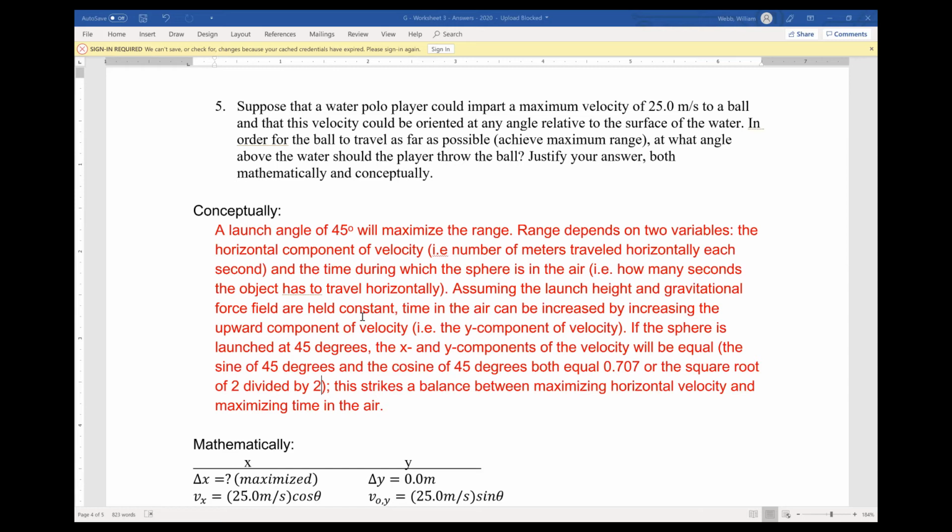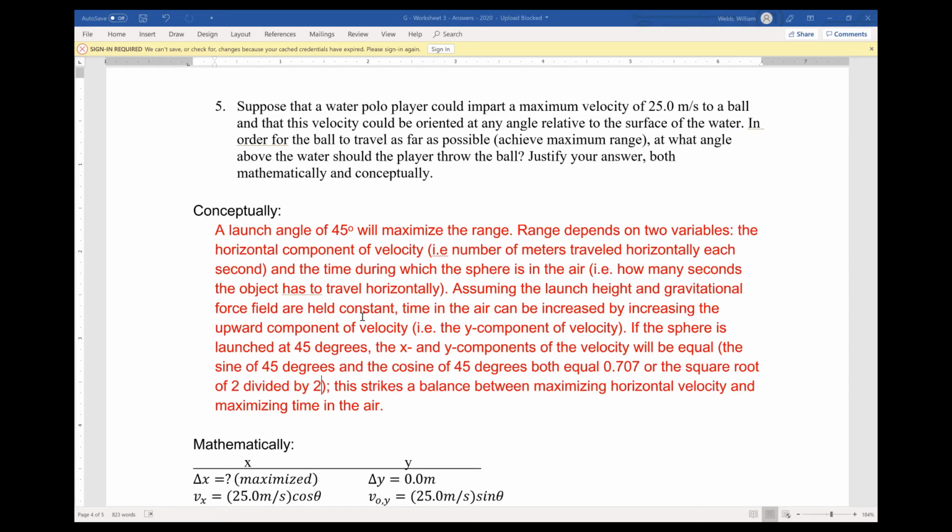Assuming the launch height and gravitational force field are held constant, time in the air can be increased by increasing the upward component of velocity, in other words, the y component. If the sphere is launched at 45 degrees, the x and y components of the velocity will be equal. And here's a little bit of the math. The sine of 45 degrees and the cosine of 45 degrees both equal 0.707, or the square root of 2 divided by 2. This strikes a balance between maximizing horizontal velocity and maximizing time in the air.